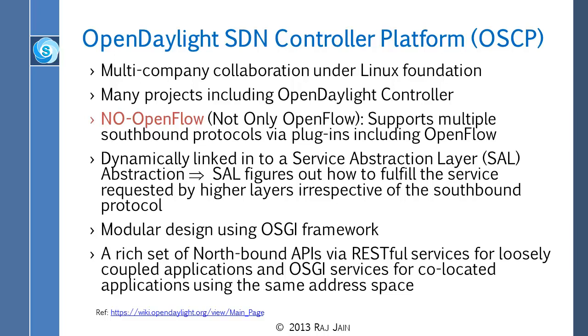And then there is a service abstraction layer, and we have seen this picture before. You give it somewhat common code, common instructions, and it figures out how to reach that particular box, which speaks only a particular language. So it figures out how to fulfill the service requested by the higher layer. If you had only one protocol and only one controller, then you didn't really need SAL. SAL is virtualizing all these different protocols into one. And then the whole thing is done using the OSGi framework, and that's why I talked about it, and it uses a RESTful API. That's why I talked about RESTful API.